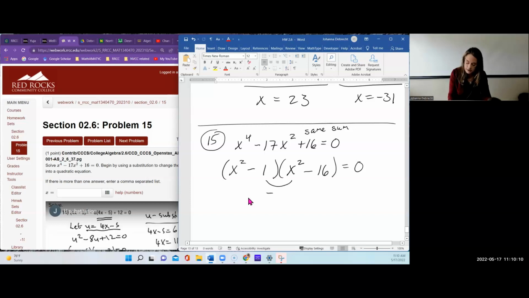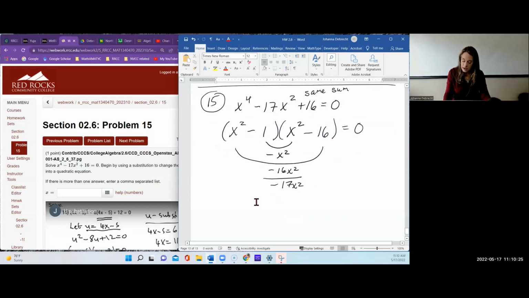Let's test the product. Negative x squared and negative 16x squared gives me negative 17x squared. That is what I have in the middle, so I know it works. I used the intuition method to solve this one. These kinds of equations are what we call quadratic in form. They're not really quadratic equations because in quadratic equations, the highest power is degree 2. This is degree 4, which is much higher. However, it behaves like a quadratic equation in the way that it factors.